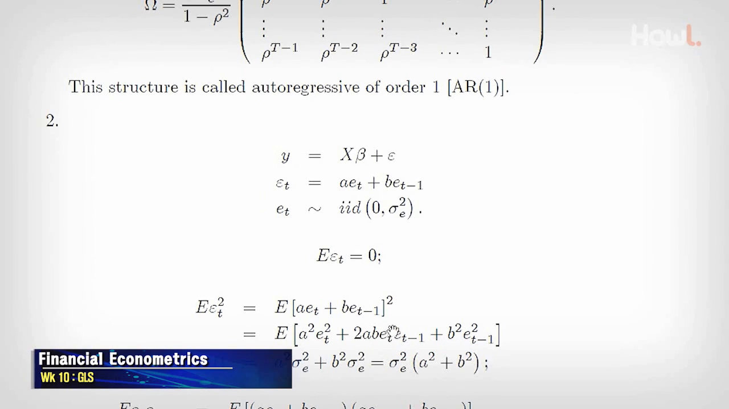And then since this part is 0, the expected value of this part is 0 because epsilon t is independently distributed. So this part will be 0. So it is A square sigma e square plus B square sigma e square. So we can factor out sigma e square, so sigma e square times (A square plus B square).